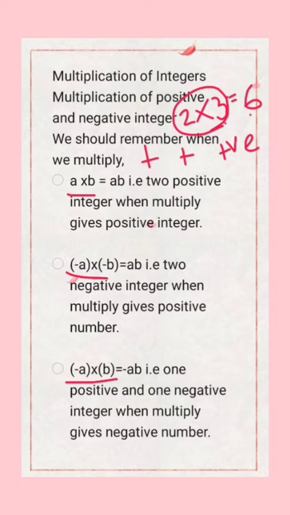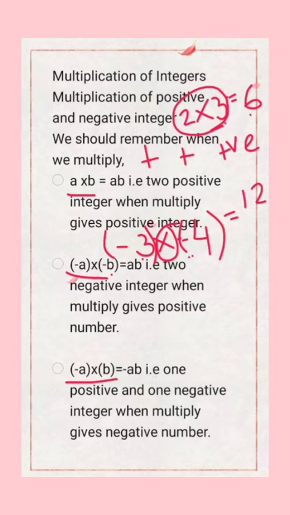Moving with next, if both are negative, let's say -3 into -4. Here 3 is also negative and 4 is also negative. Don't get confused. Here the minus sign is not for operation, it's for negativity, showing the negativity of the number. Your operation is multiplication, so you are going to multiply them. 3 4s are 12, and then you will decide the sign. So if both are minus, minus into minus is plus, your answer will be positive.